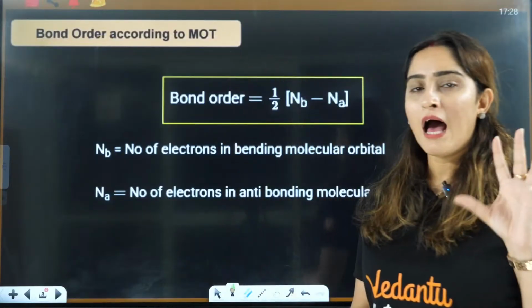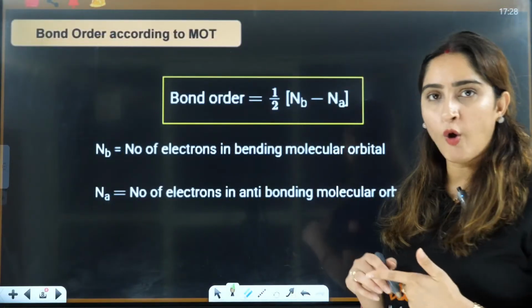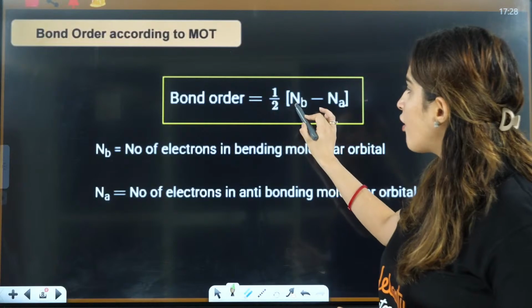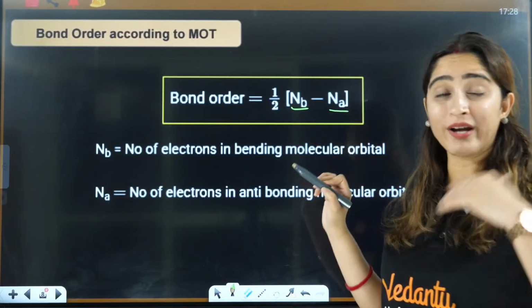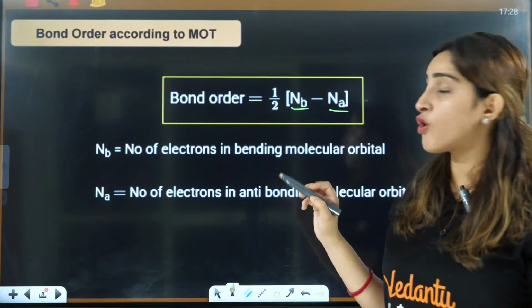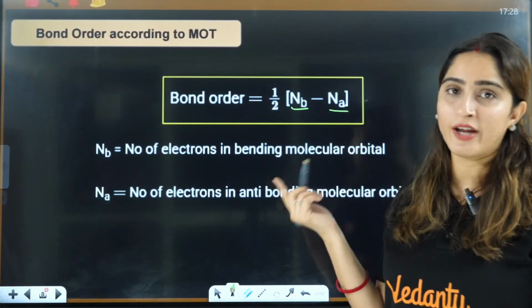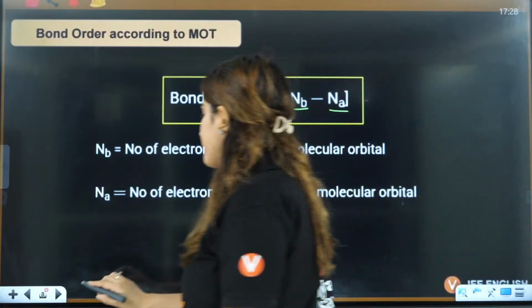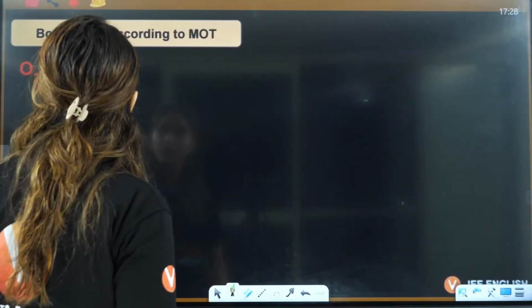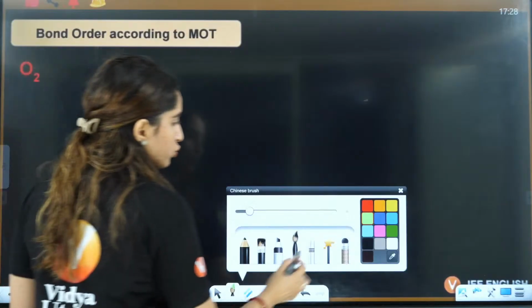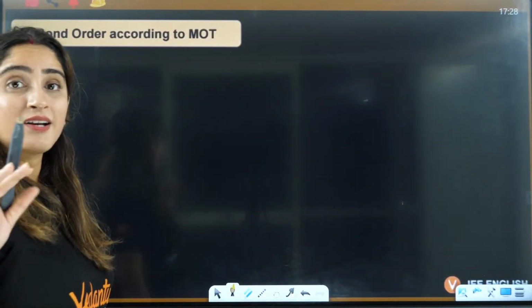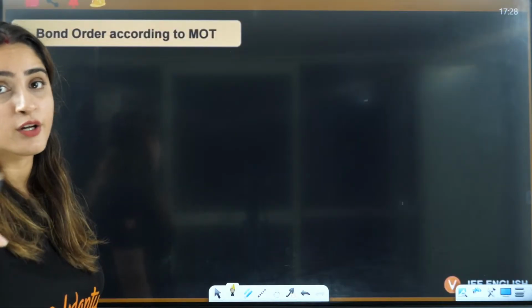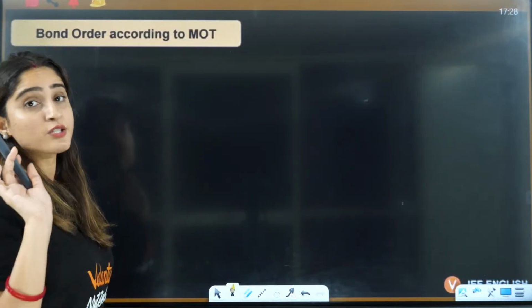So now, after that, you will also calculate the bond order. Bond order is half of the number of bonding electrons minus the number of anti-bonding electrons. That also we'll discuss, okay? One by one we are going to discuss. First is O2. The reason why this theory was made was to understand the paramagnetic character of oxygen. Okay, from this various questions are asked.